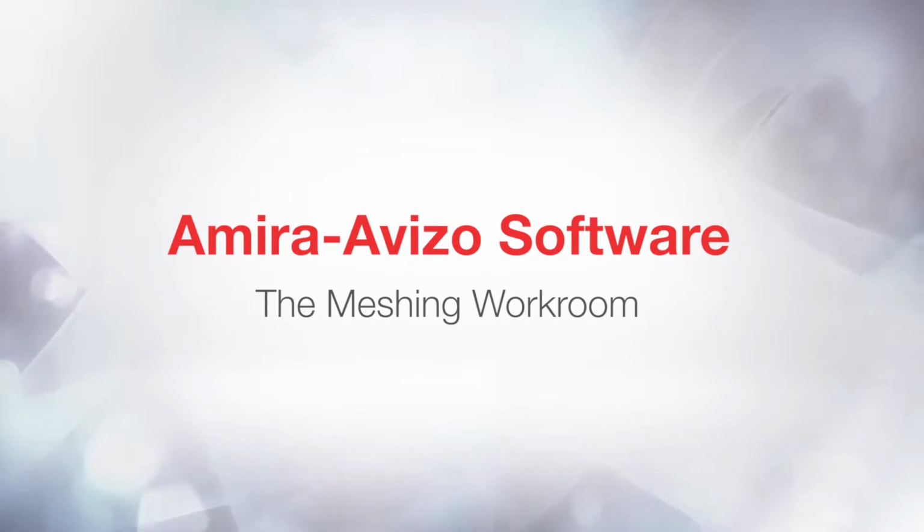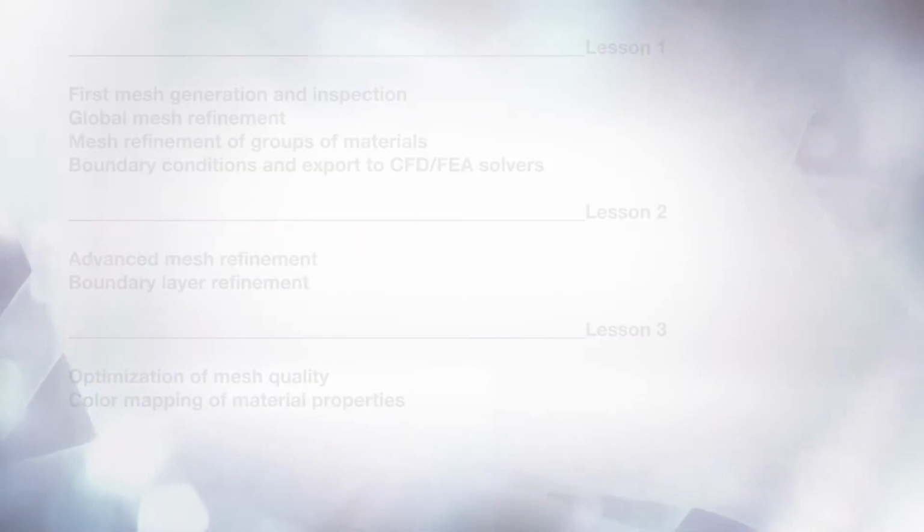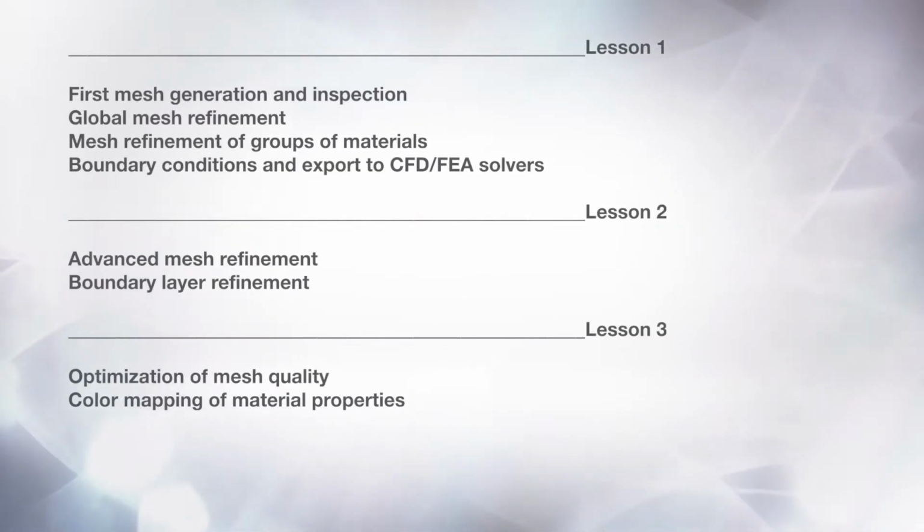This tutorial is the last of a series of 3 lessons. In the first 2 lessons, we discussed the basics of using the meshing room and then entered into the details of the advanced use of meshing refinement options. If you haven't watched the videos yet, please do not hesitate to do so before following this tutorial.